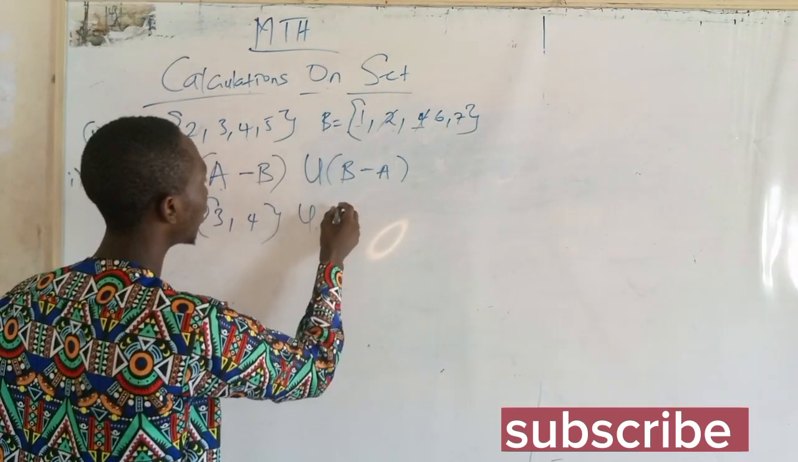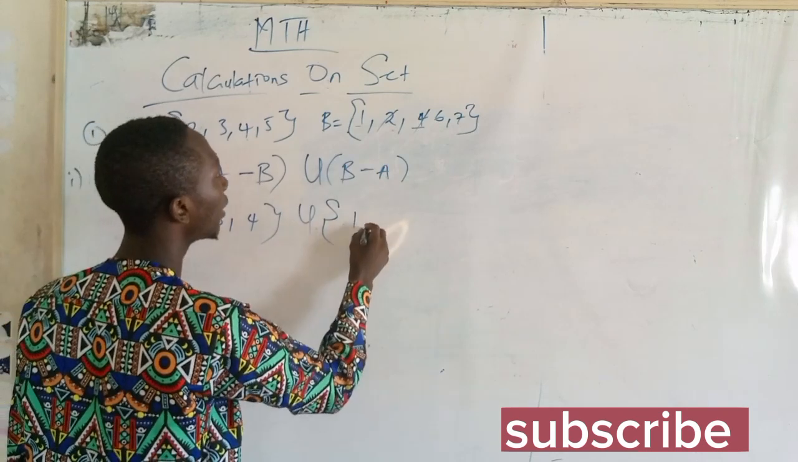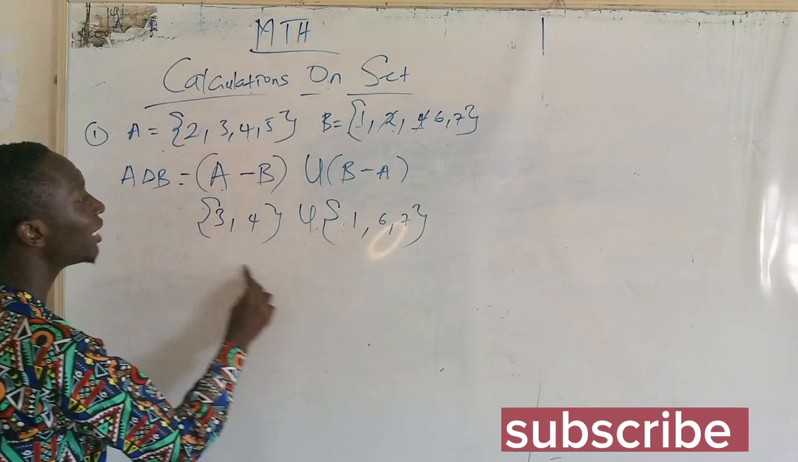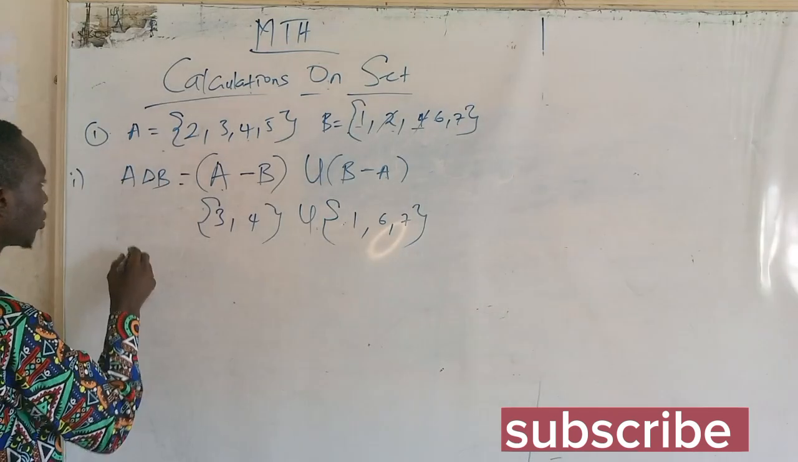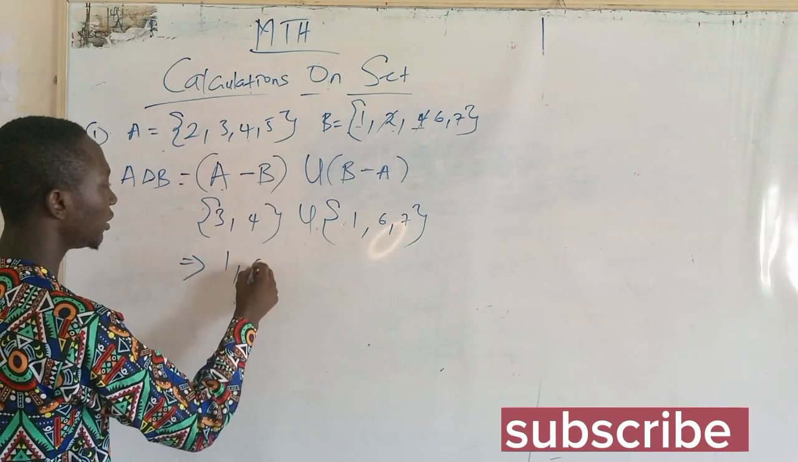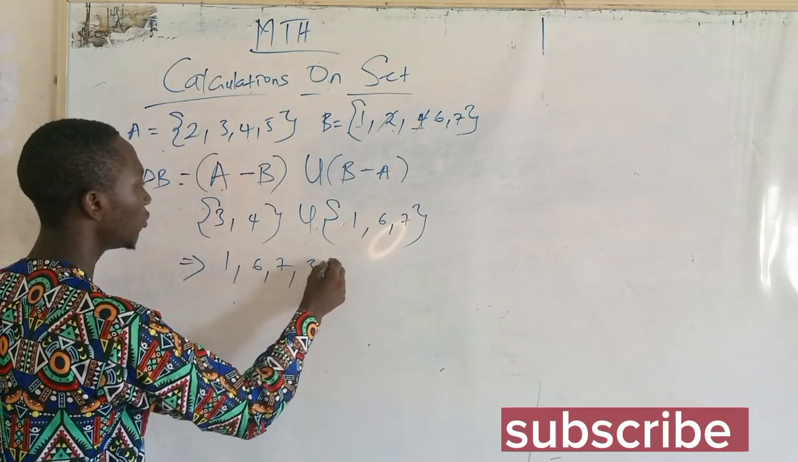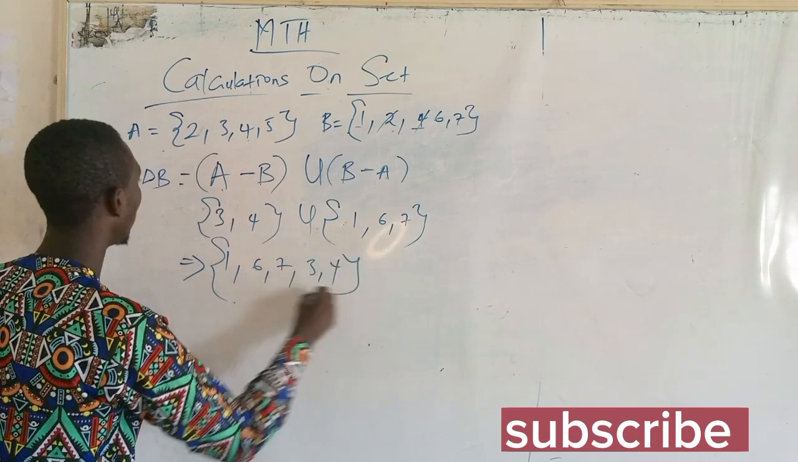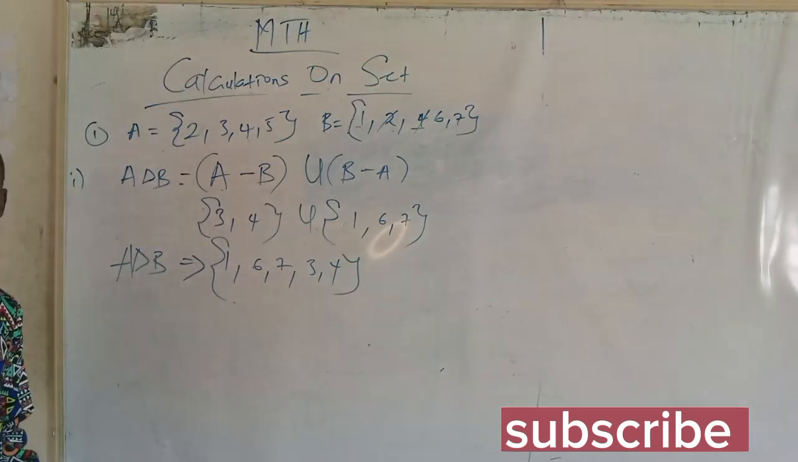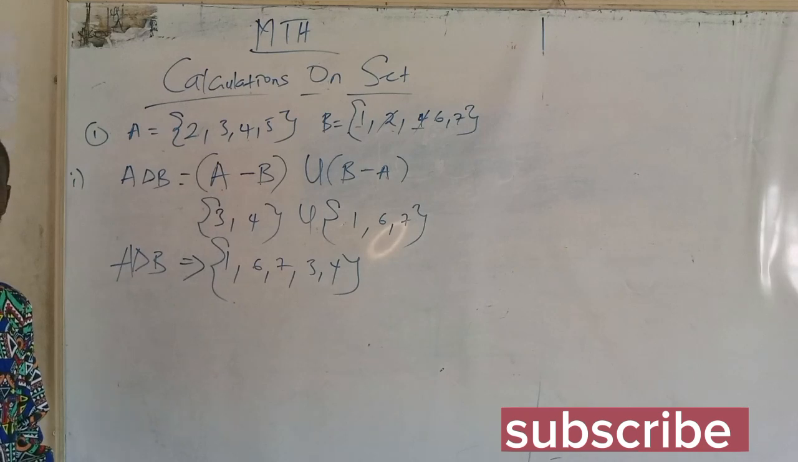So you write it out in curly brackets: 1, 6, 7. Now you take the union, that is, you write everything together without repetition. If you write everything together, it becomes 1, 6, 7, 3, 5. So this is the symmetric difference. I hope you now understand how to solve symmetric difference.